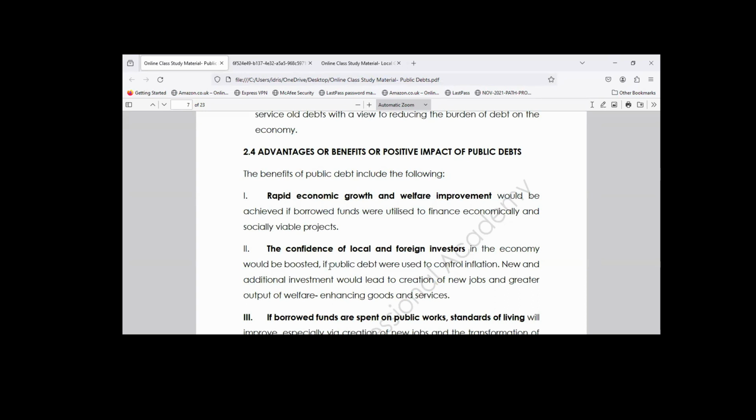So what are the benefits? What benefit does government derive from borrowing? Number one, if government borrows, there will be rapid economic growth and welfare improvement. Rapid economic growth and welfare improvement.